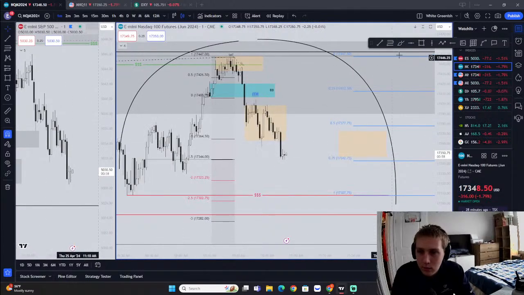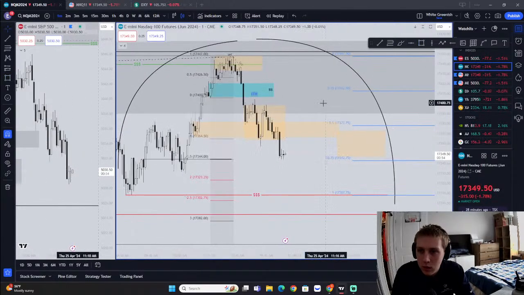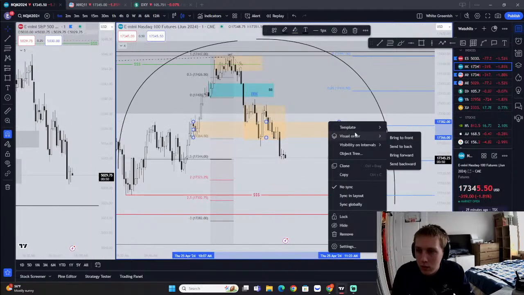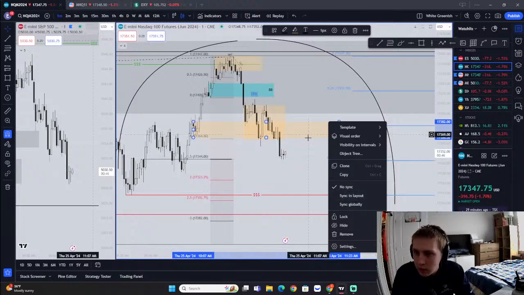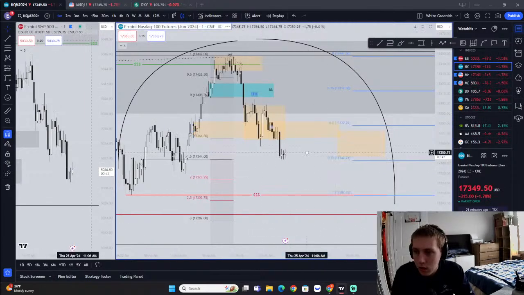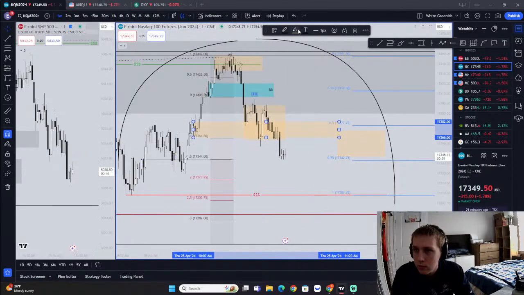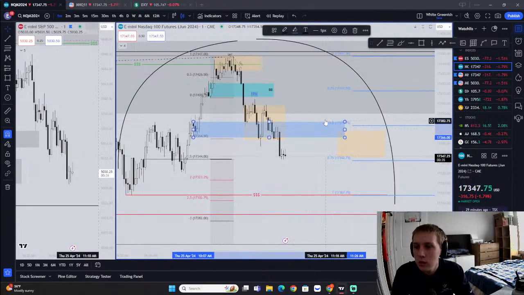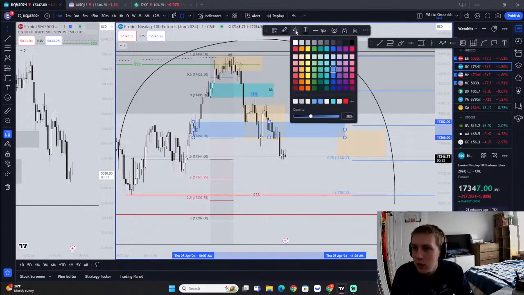Oh, hold up. Lack in here. Need to map out mitigation blocks. Okay. Let's change this to a different color. This is a mitigation block. I would be looking to take a trade in this actually. I'm gonna map it out like blue. I like that because that's blue.